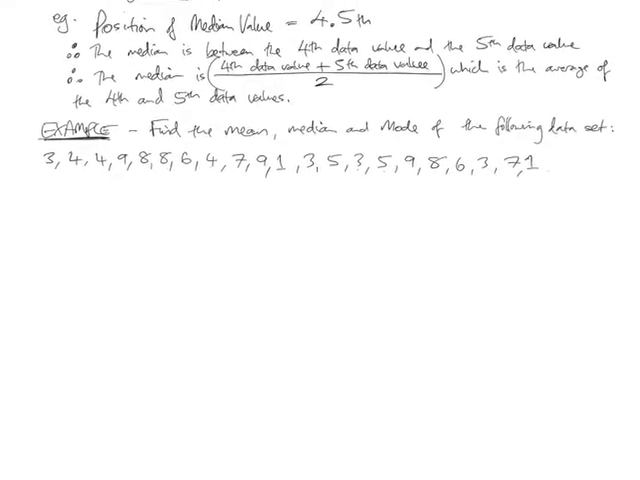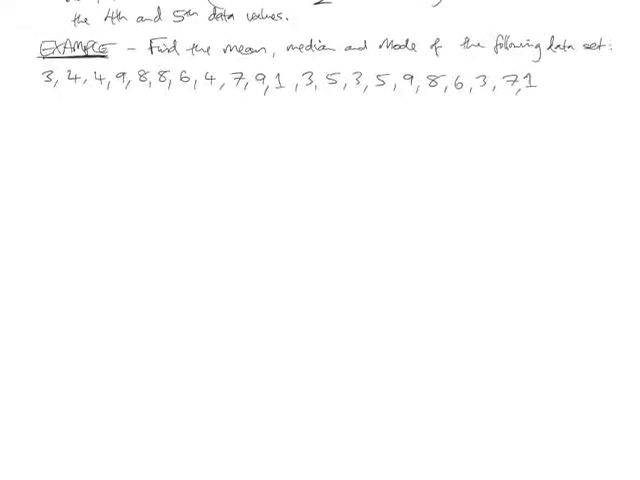Okay, so now let's go through some examples. Well, one example. This is a data set, and I want to find the mean, median, and mode of the data set. Even though I've said the order of mean, median, and mode, it's always going to be quickest to order the data first so that you can find the median easy. So I'm going to get this data and reorder it in numerical order.